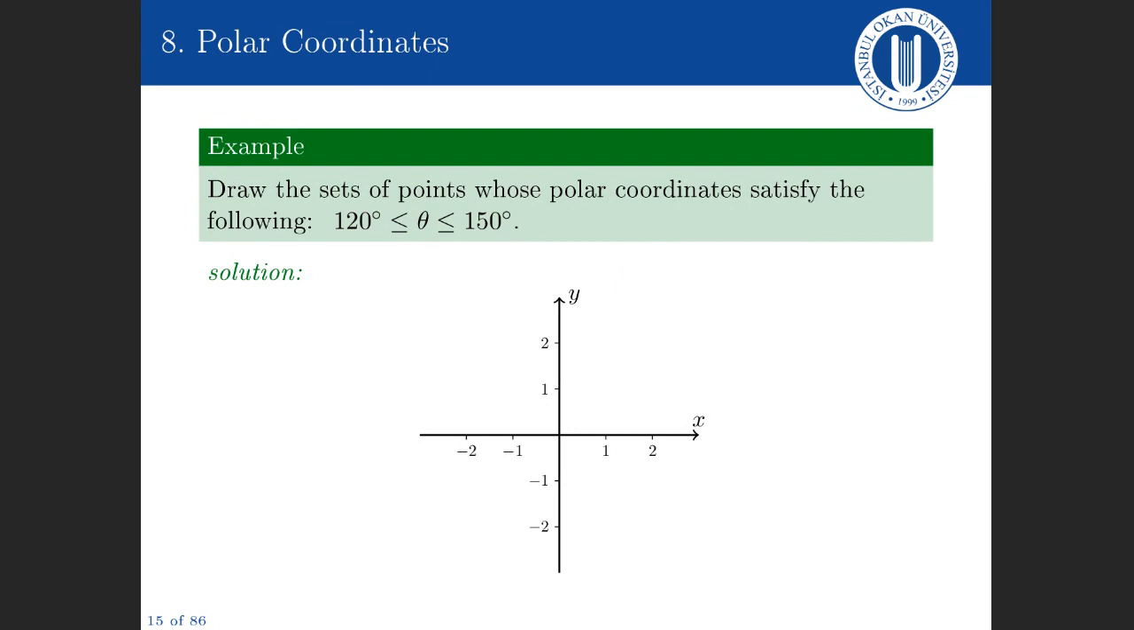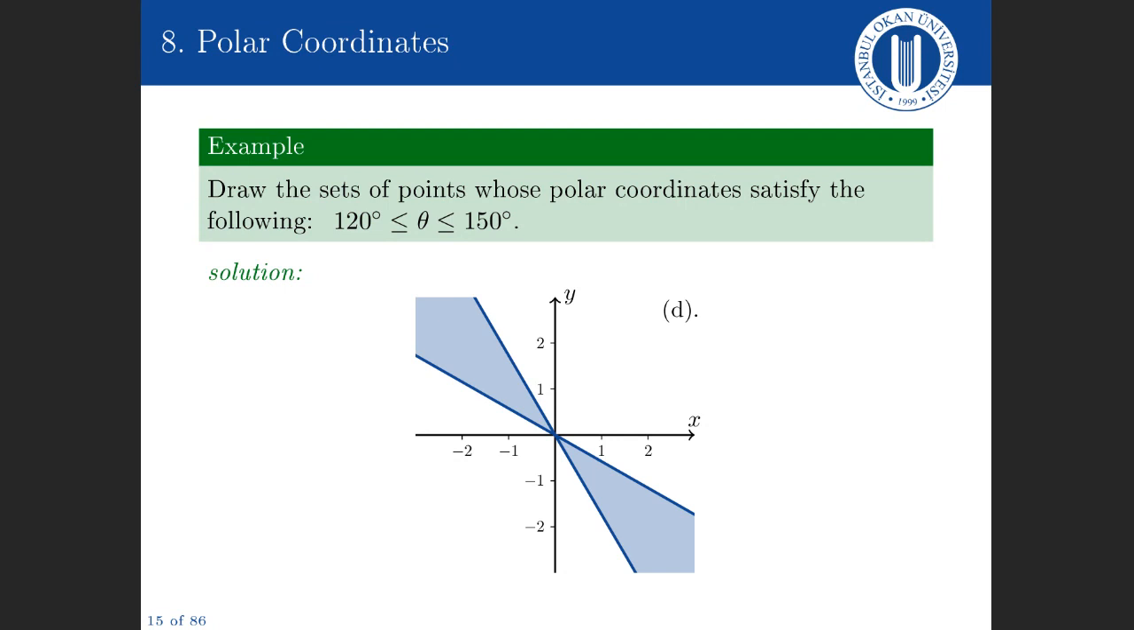And finally, draw a set of points whose polar coordinates satisfy the following. Theta is between 120 and 150 degrees. Think about where the line theta equal to 120 degrees is. Think about where the line theta is equal to 150 degrees is. We need to be between these two lines. The picture should look like this.